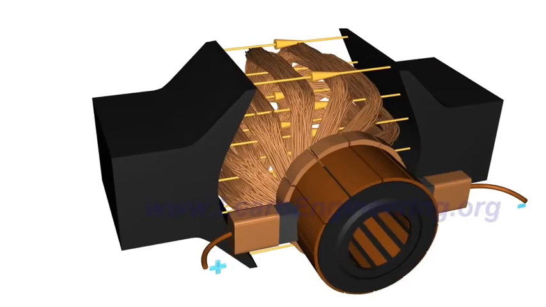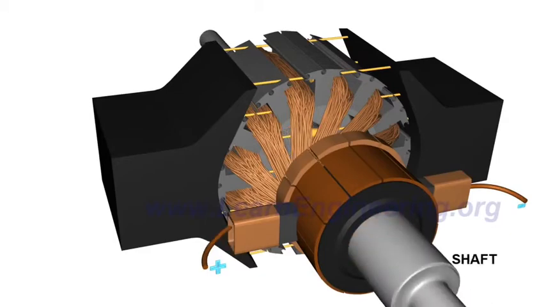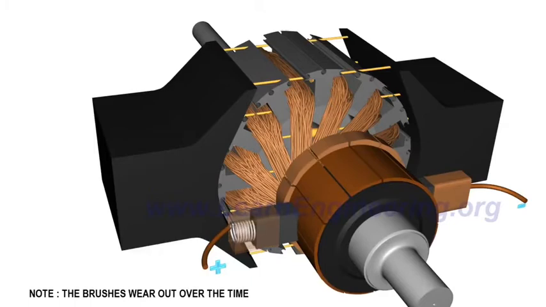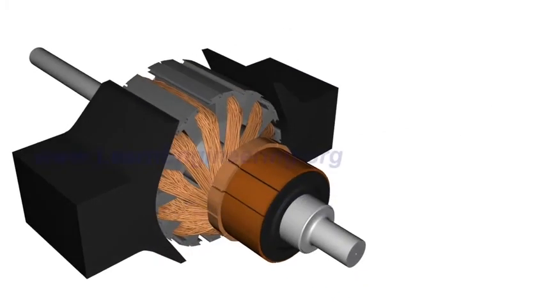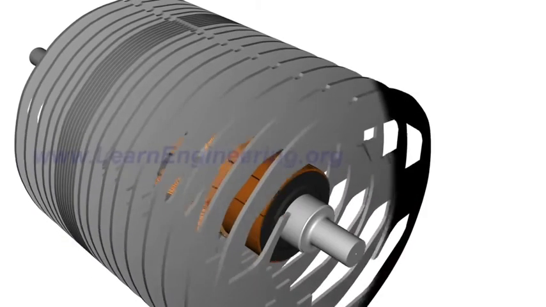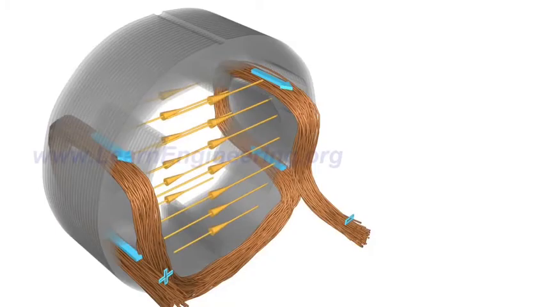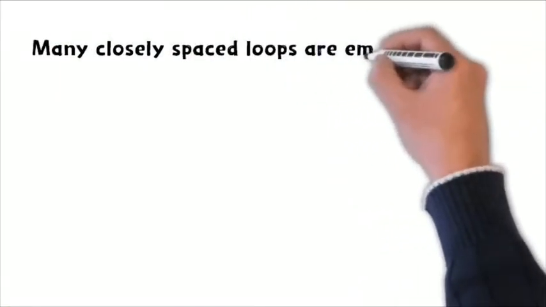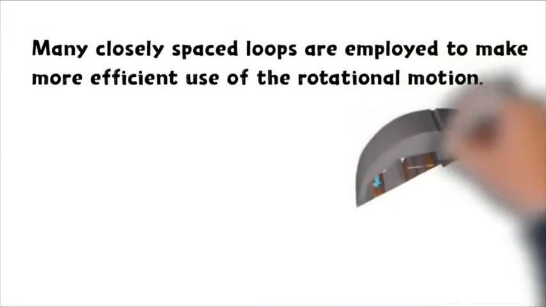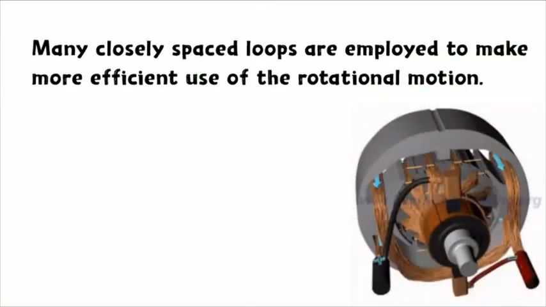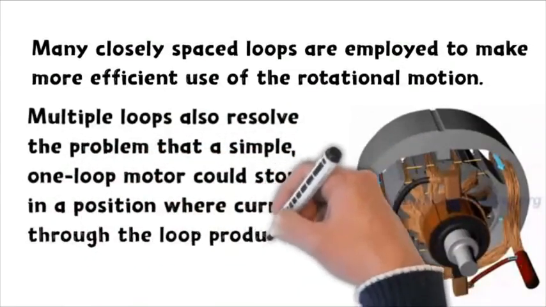In a practical motor, the armature loops are fitted inside slots of highly permeable steel layers. This will enhance magnetic flux interaction. Spring-loaded commutator brushes help to maintain contact with the power source. A permanent magnet stator pole is used only for very small DC motors. Most often, an electromagnet is used. The field coil of the electromagnet is powered from the same DC source. Many closely spaced loops are employed to make more efficient use of the rotational motion. Multiple loops also resolve the problem that a simple one-loop motor could stop in a position where the current through the loop produces no torque.